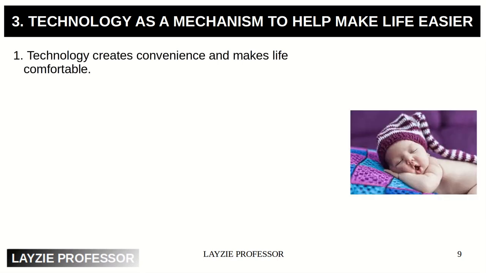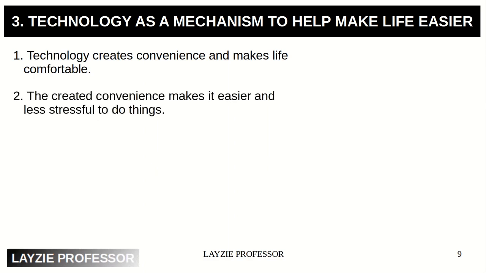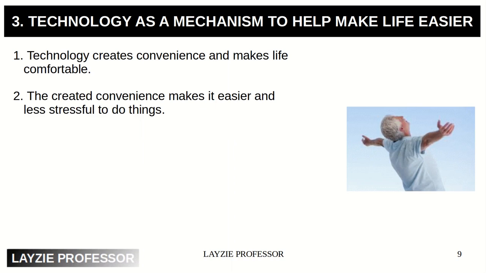Technology creates convenience and makes life comfortable. So once we have technology to help us do things, we don't have to worry. We can actually move on and think more about other important things and leave technology to take care of the more difficult things. And the created convenience makes it easier and less stressful to do things. So if, let's say, I want to travel a long distance of 500 kilometers, I have the option to walk, but if I have the technology of a vehicle available, the vehicle can actually help me cut down the time and the stress I'm going to spend to travel that long distance.